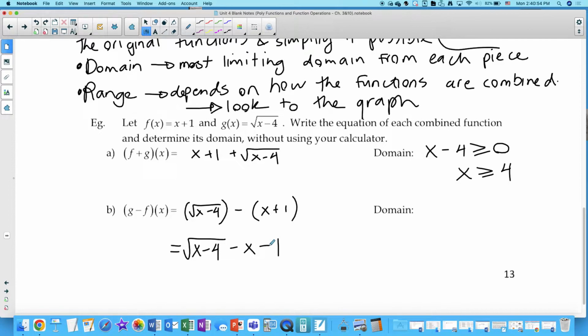sign. And so the domain for this second part is going to be the same as the domain for the first part, in that x has to be greater than or equal to 4. That's the only piece that matters. Now, if you had two radicals in there that both had restricted domains, you'd have to compare the two domains and take the one that's more limiting. Okay?